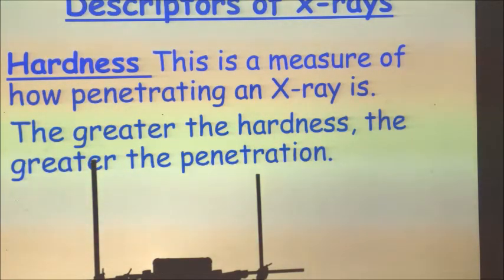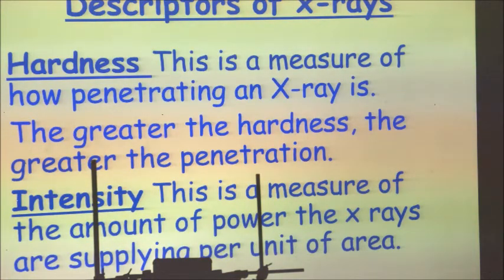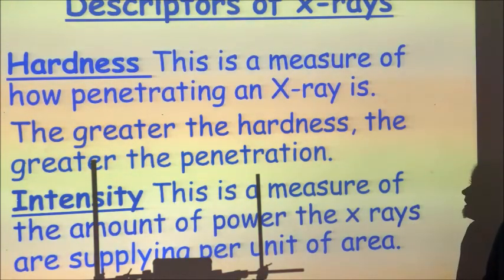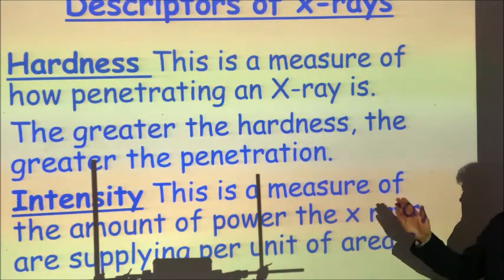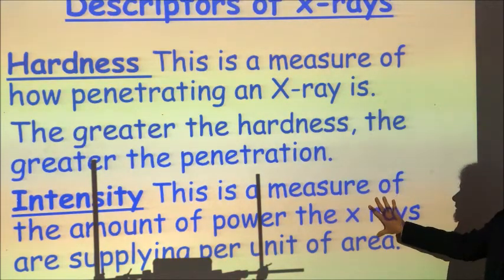Now we're going to talk about another thing, which is intensity. Intensity is a measure of the amount of power the X-rays are supplying per unit of area. This is a bit of a grey area, because if I had lots of very hard X-rays going through an area, I don't necessarily need there to be a lot of photons. But generally, if I kept the hardness the same, I would increase the intensity by increasing the number of photons. So there are a couple of ways that I can talk about intensity.